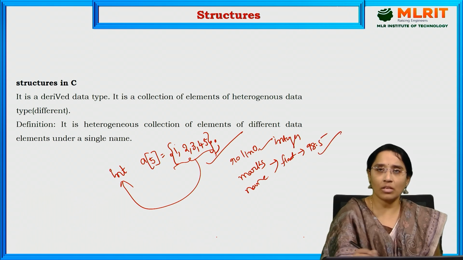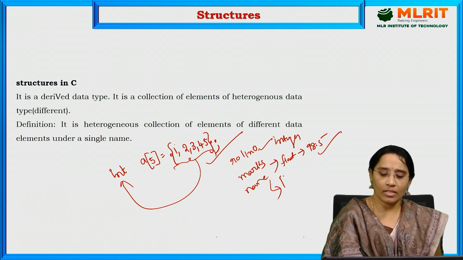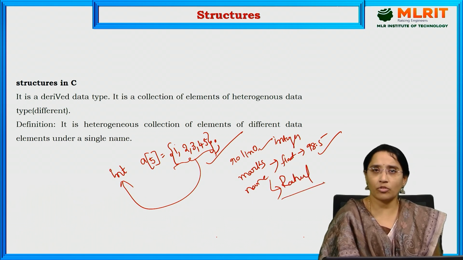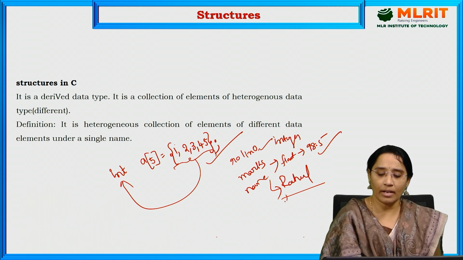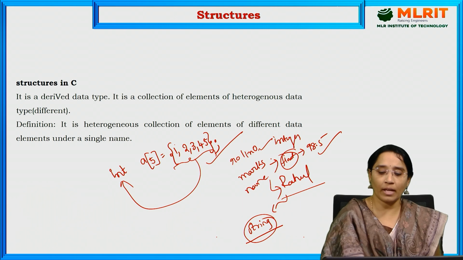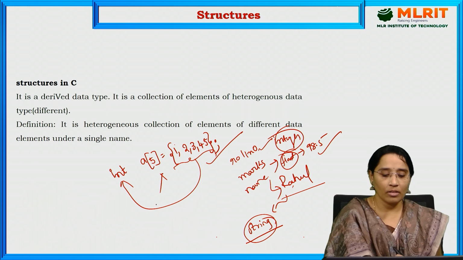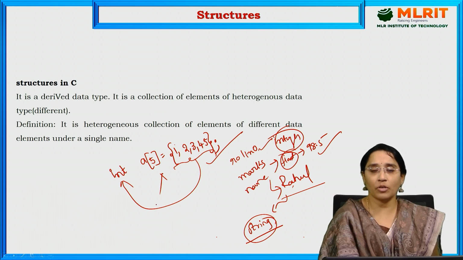So this is a decimal number. And the name, suppose consider any name, okay, Rahul. So I have taken the name of the student as Rahul. Rahul is again a name. It is a string. So one is of string type and one is of float type and one is of integer type. So if you want to group all three data types under an array, it is not possible, because an array accepts only the same type of data.